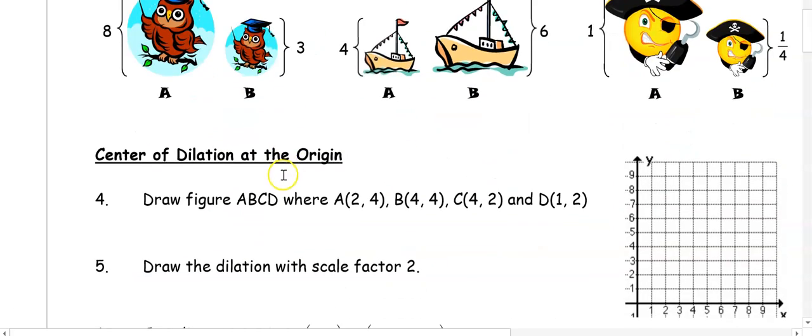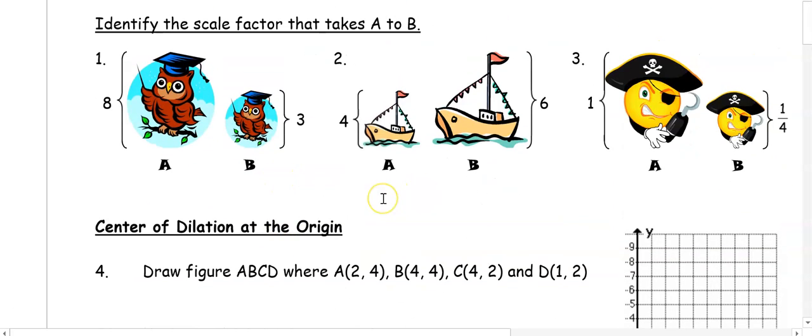So looking at the two owls, we have one owl that has a size of 8, one that has a size of 3. We want to find the scale factor. So our original is our old, and our image is our new. So we would have the size of the new over the size of the old, which is 3/8, and that does not reduce. And that should make sense because we went from a larger to a smaller. So our scale factor is going to be less than 1.